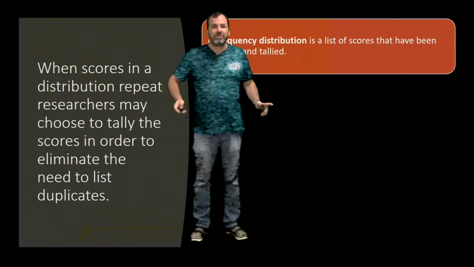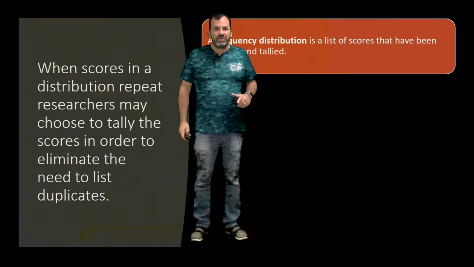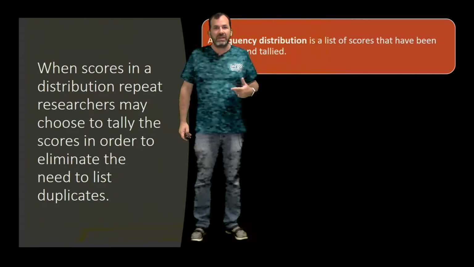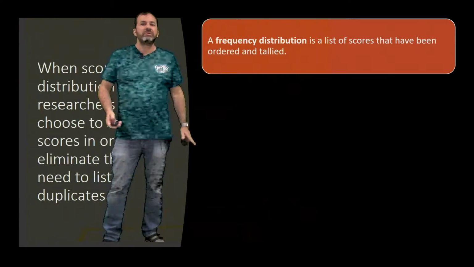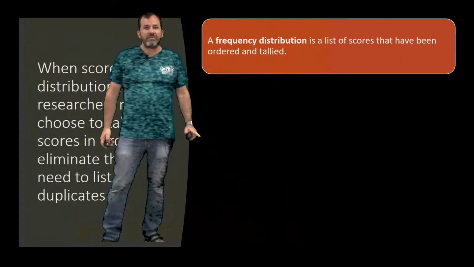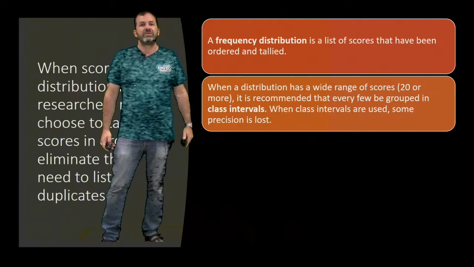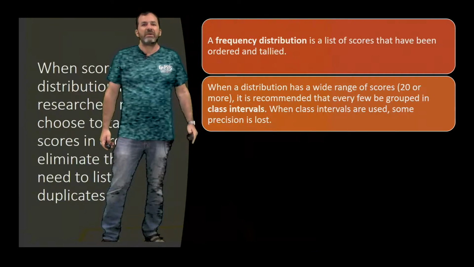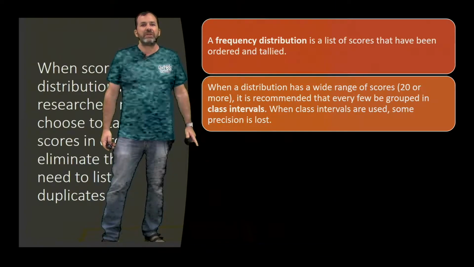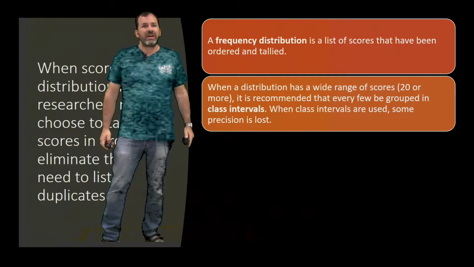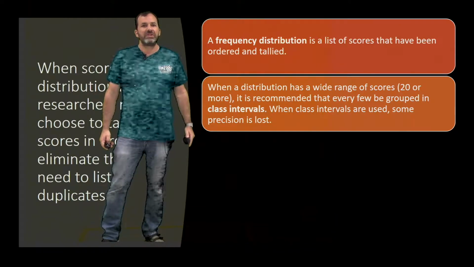When scores in a distribution repeat, researchers may choose to tally the scores in order to eliminate the need for a list of duplicates. A frequency distribution is a list of scores that have been ordered and tallied. When a distribution has a wide range of scores, 20 or more, it is recommended that every few be grouped in class intervals. When class intervals are used, some precision is lost.